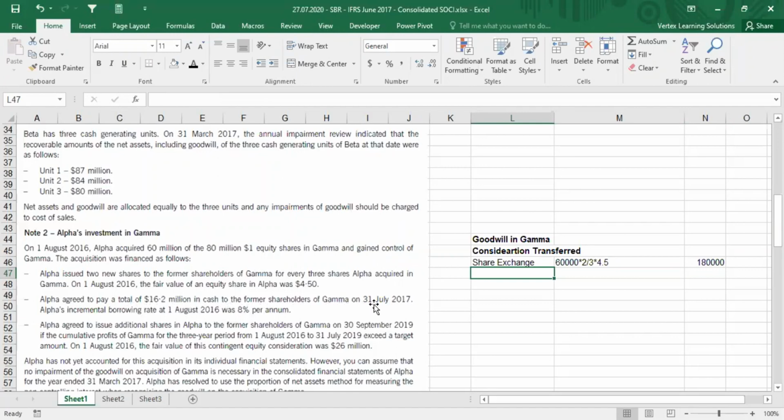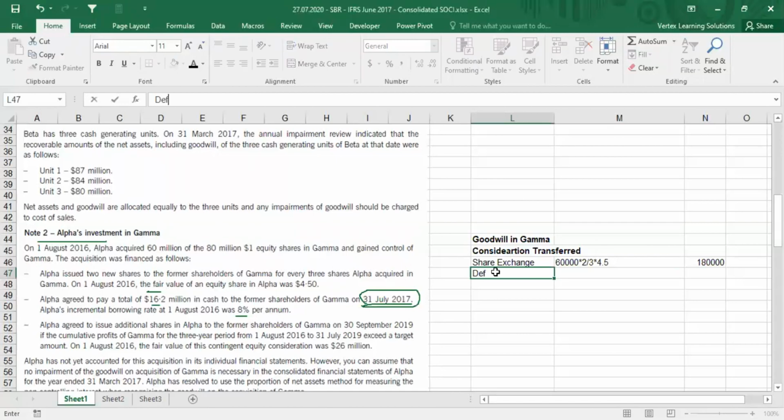shareholders of Gamma on 31st of July 2017. You are acquiring on 1st August 2016, and you make a payment of a deferred consideration of 16.2 million. And of course, we need to discount it because we are paying after 1 year. We made a promise that, okay, now I'm giving you shares. After 1 year, I will give you cash, 16.2 million, but I will give it after 1 year.